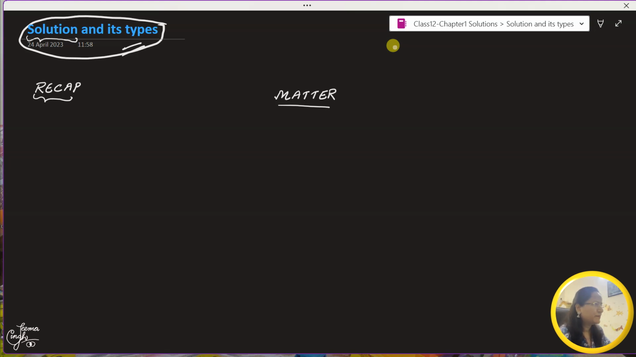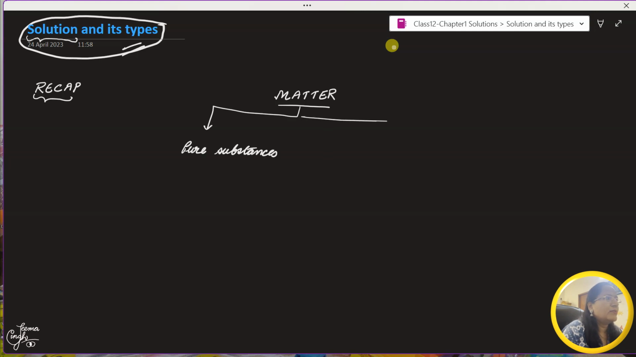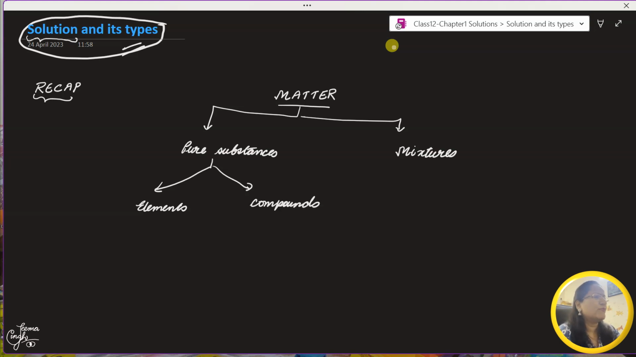We also studied classification of matter based on chemical composition into substances, that is pure substances, and the other one which we studied was mixtures. Now, pure substances could be further divided into elements and compounds. We'll not get into details of what are elements and compounds. I'll just give you some examples.